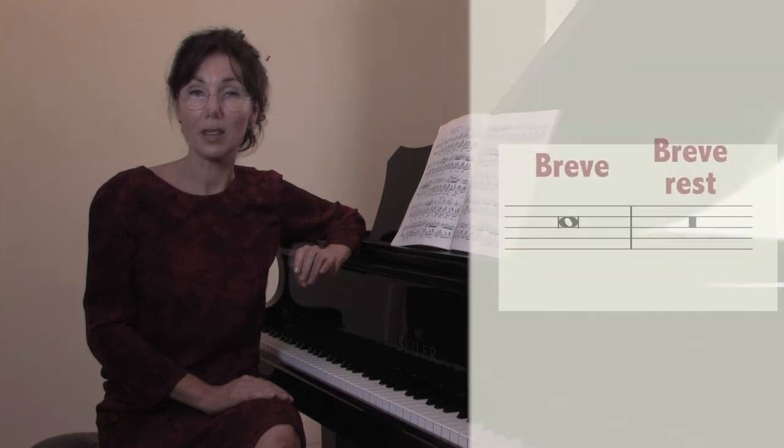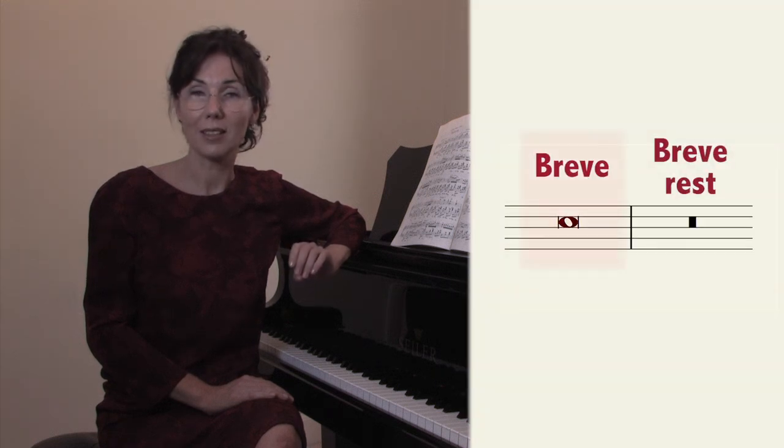One note value you may not have come across, but is very often used in grade 5 theory, is the breve. The breve is a very long note which is not often used nowadays. It's equal to 2 semibreves. The breve looks like this, and the breve rest looks like this.